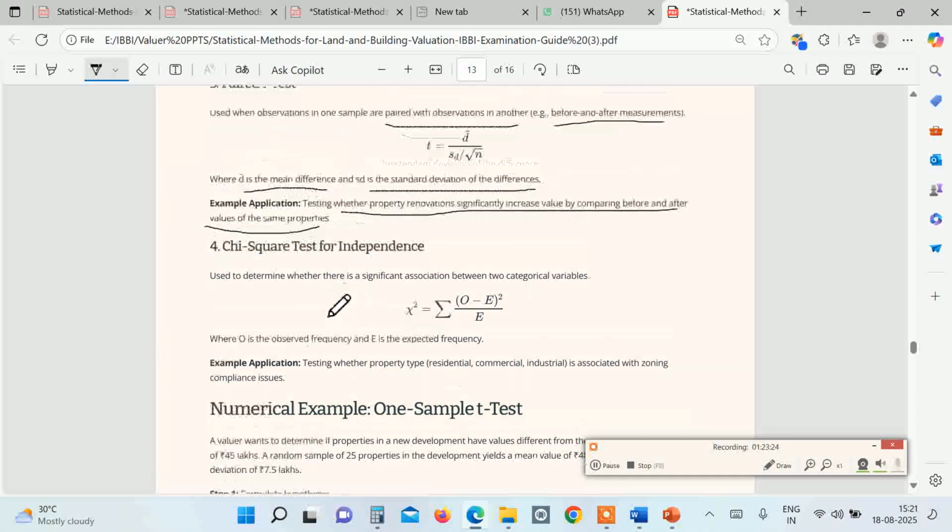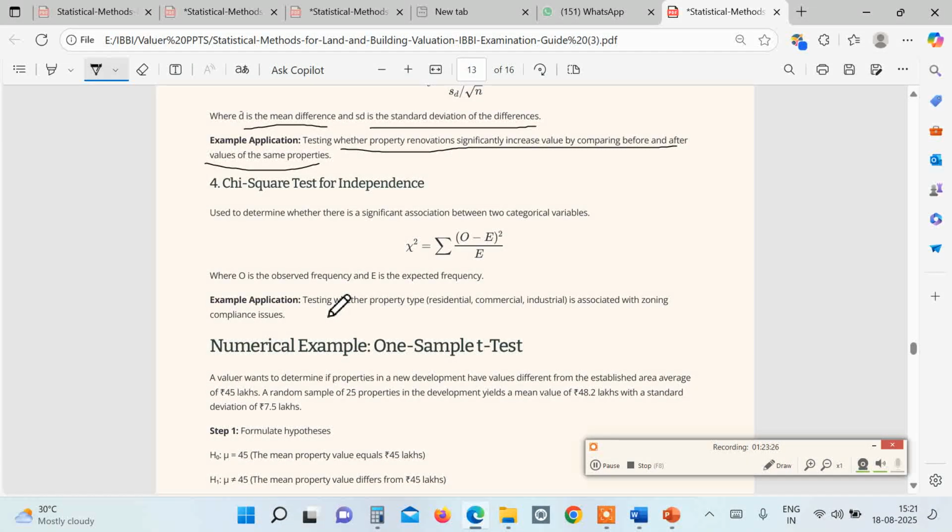Then the chi-square test for independence. It is used to determine whether there is a significant association between two categorical variables. Chi-square equals sigma of O minus E whole square divided by E, where O is the observed frequency and E is the expected frequency. It is used for testing whether the property type, residential, commercial or industrial, is associated with zoning compliance issues.